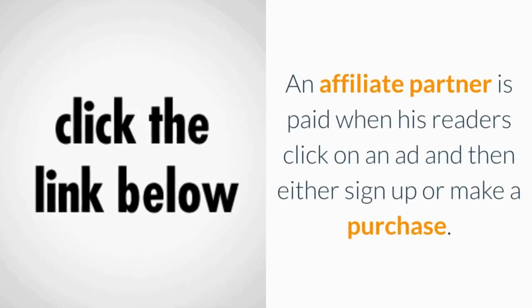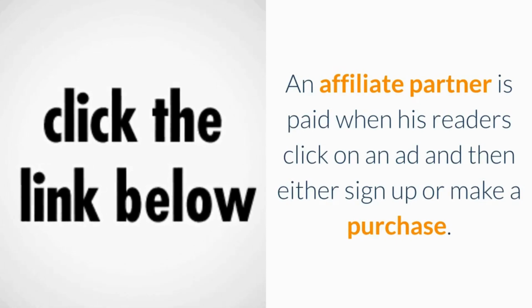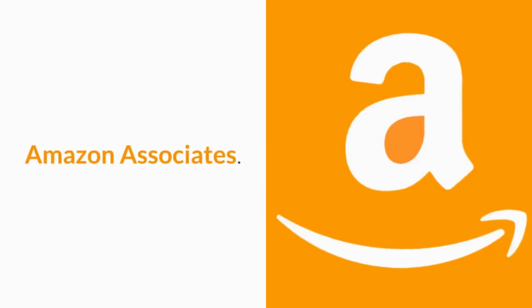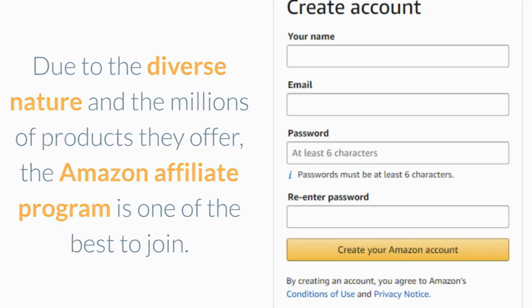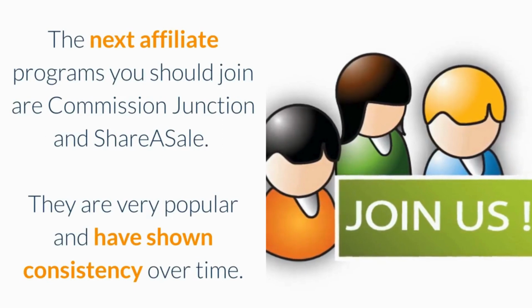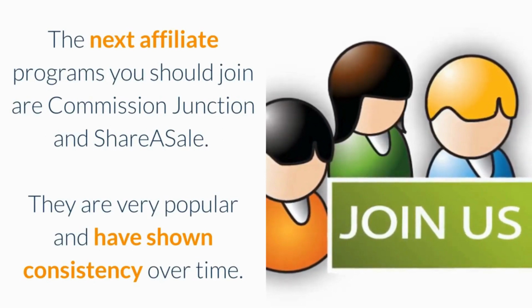An affiliate partner is paid when his readers click on an ad and then either sign up or make a purchase. Although there are many affiliate programs available, we advise our students to start with programs like Amazon Associates. Due to the diverse nature and the millions of products they offer, the Amazon affiliate program is one of the best to join. The next affiliate programs you should join are Commission Junction and ShareASale. They are very popular and have shown consistency over time.